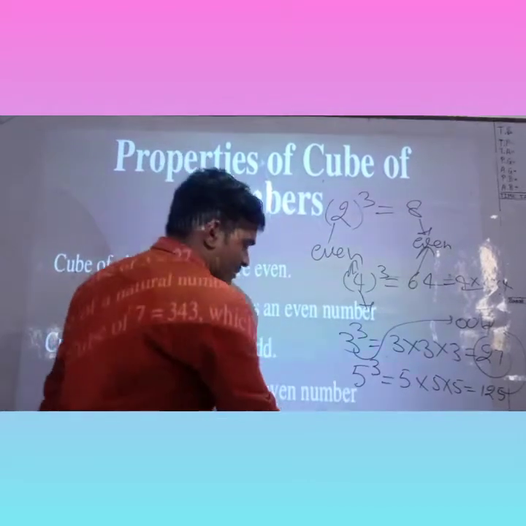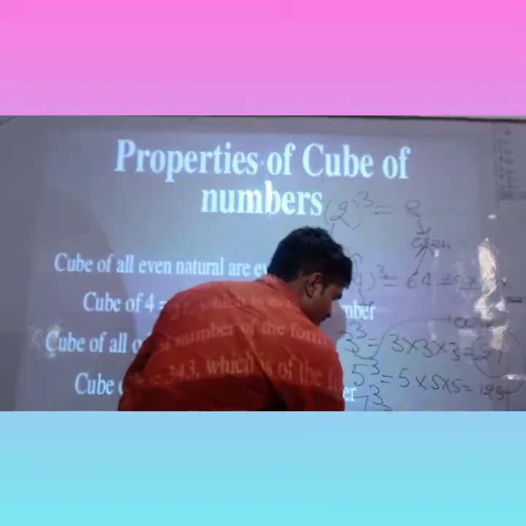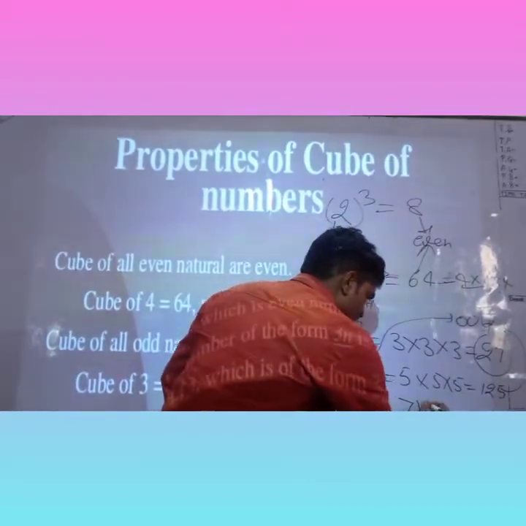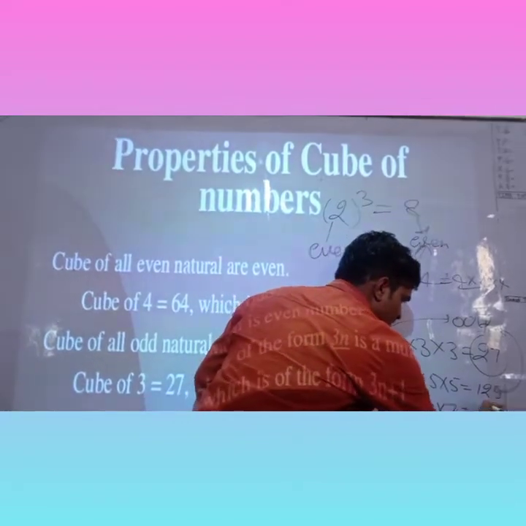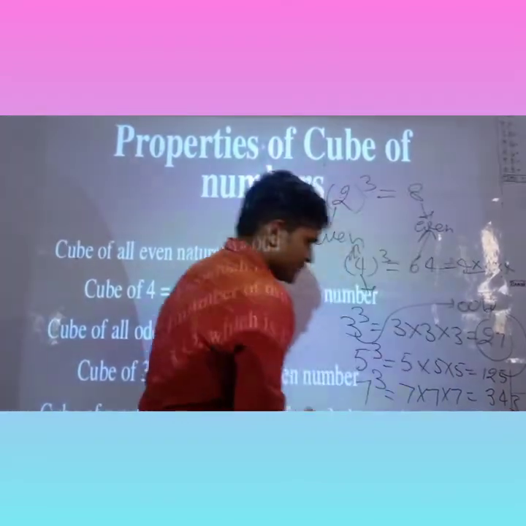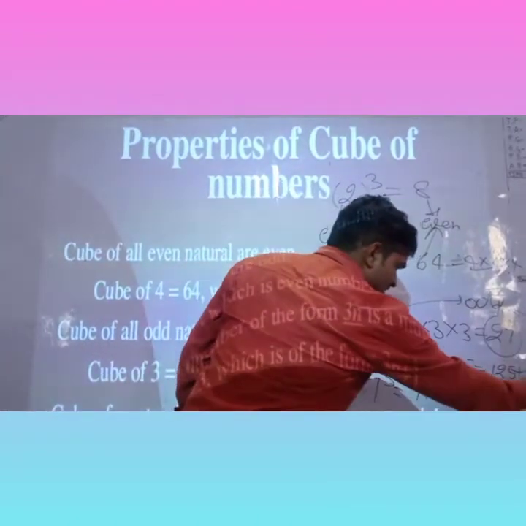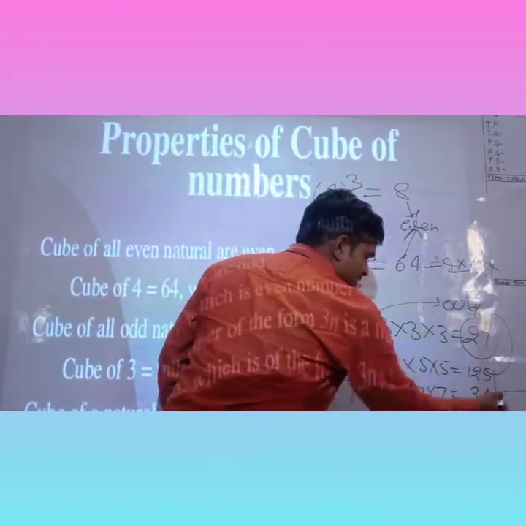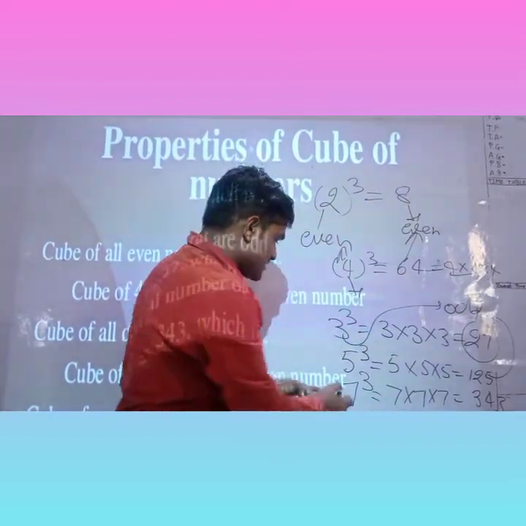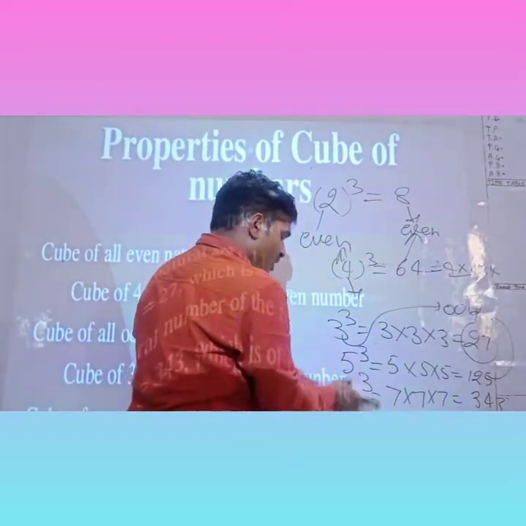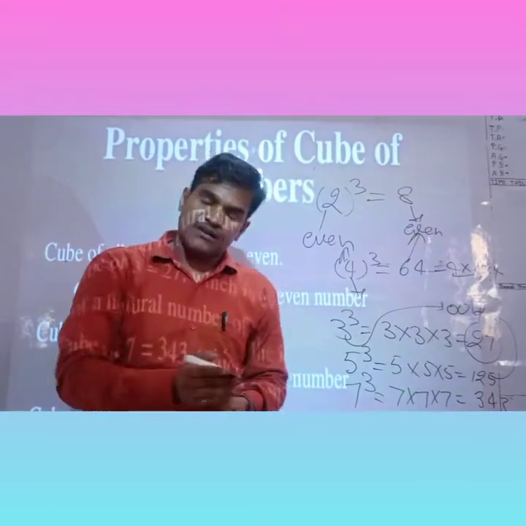Like that, cube of 7. 7 is also an odd number. So 7 into 7 into 7 is 343. So children, 343 is an odd number because its unit digit is 3, which is not a multiple of 2. 7 is also an odd number. So the cube of an odd number is always odd.